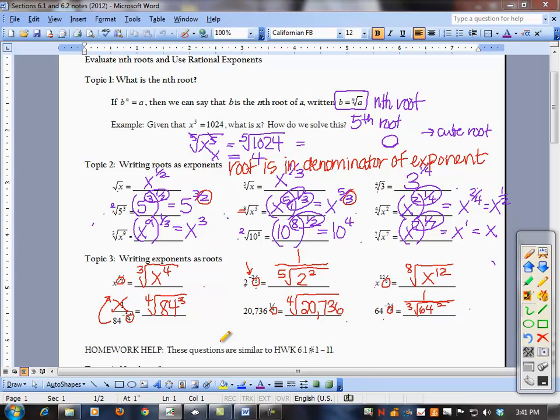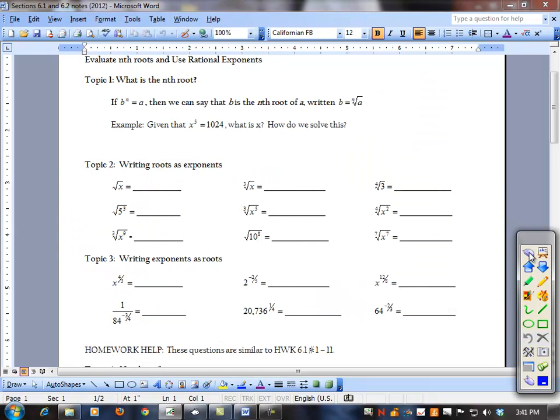Now, one thing I put on here is this homework help section. When you get to your homework numbers 1 through 11 in 6.1, if you get stuck and aren't sure what to do, you should be looking here at topic 2 and 3 to help. I tried to put these markers in case you said, whoa, when I do my homework, I'm not going to remember this. This is my way of helping. Okay, so let's go down and look at topic number 4.